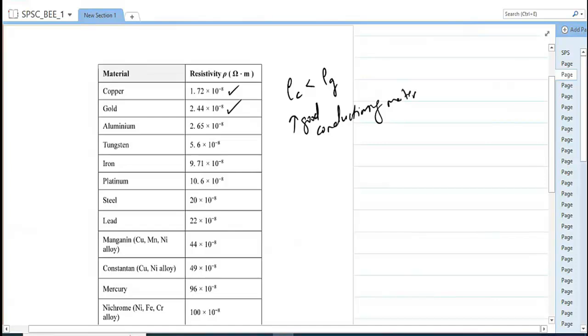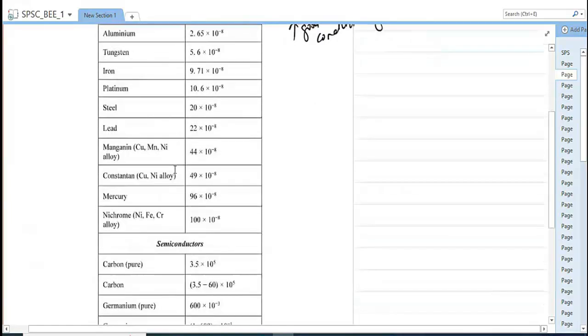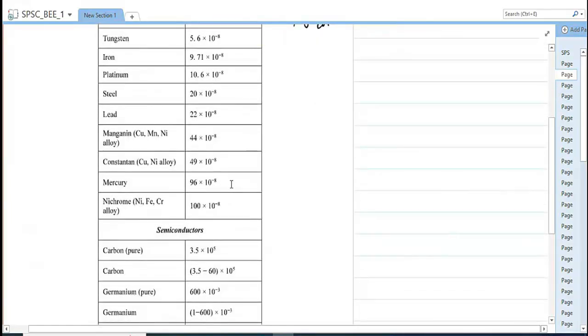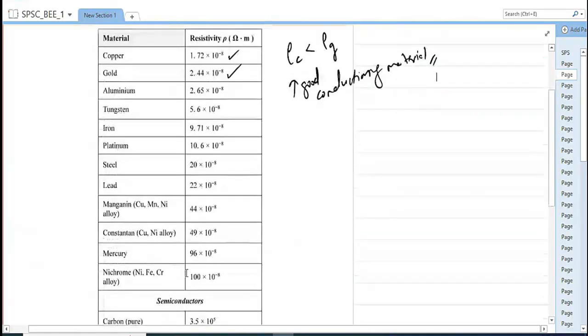It is the conducting material. Okay. And similarly, aluminium, tungsten, iron, platinum, steel. Now come here, mercury. What is the resistivity of mercury? It is 96. And what is the resistivity of copper? 1.72 into 10 to the power minus 8. It is 96 into 10 to the power minus 8. Huge difference. Means this is a good conductor as compared to this.